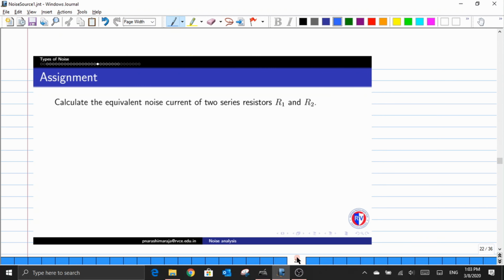So now let me give some sort of assignment. I want you people to calculate the equivalent noise current. Okay, so what we are looking for is a noise current for a network that is composed of two resistors which are in series. And with this, let me stop the discussion about the thermal noise from a resistor.